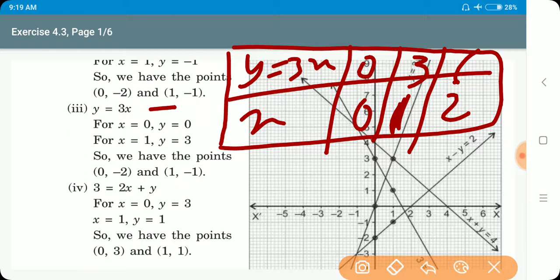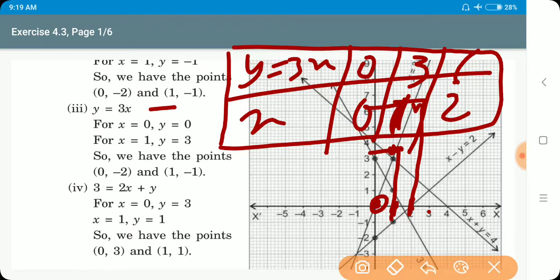Now similarly, I have x is equal to 0, y is equal to 0. My first point will be here at the origin. Now x value is 1, y value is 3. So my second point will be here. Now x is equal to 2 and y is equal to 6, somewhere here.